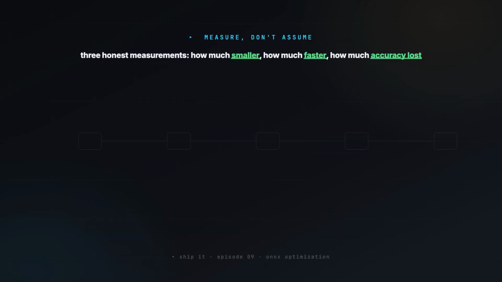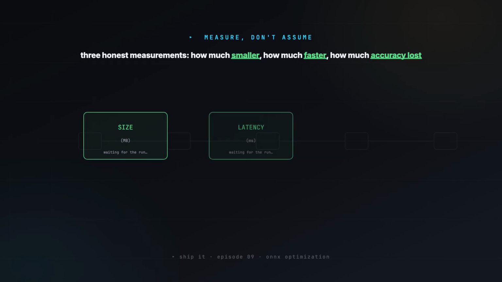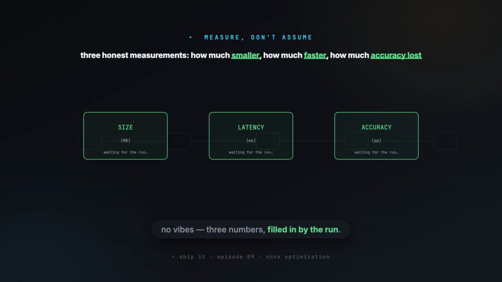So the whole episode is 3 honest measurements stacked next to each other. How much smaller did the file get? That's a number in megabytes. How much faster is one prediction? That's a number in milliseconds averaged over a real loop. And how much accuracy did we lose? Also a number. No vibes, 3 deltas.